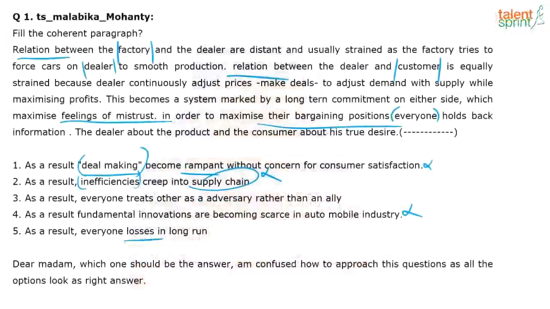As a result, everyone loses in the long run, even as compared to 3. Because at least 5 is directly responding, and if you look at it, just before the last line, let me put the context. It says, this becomes a system marked by a long-term commitment on either side which maximize feelings of mistrust. In order to maximize their bargaining positions, everyone holds back information. As a result, everyone loses in the long run. That's it. Okay, because everyone holds back information, everyone loses in the long run.